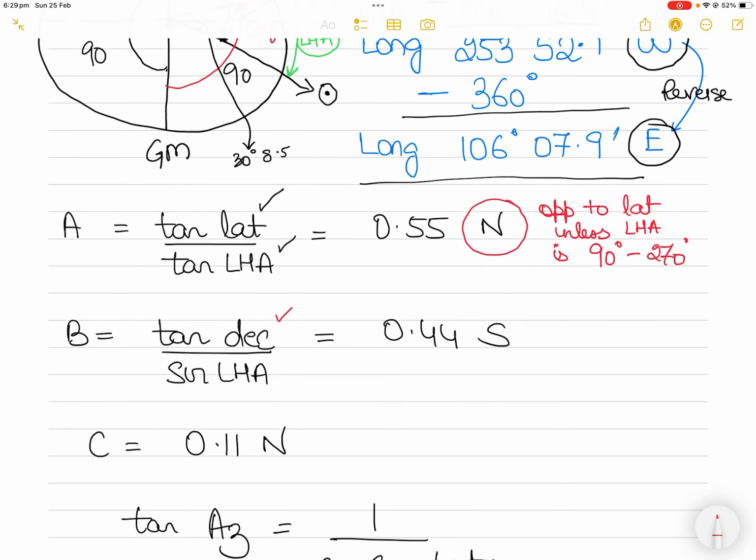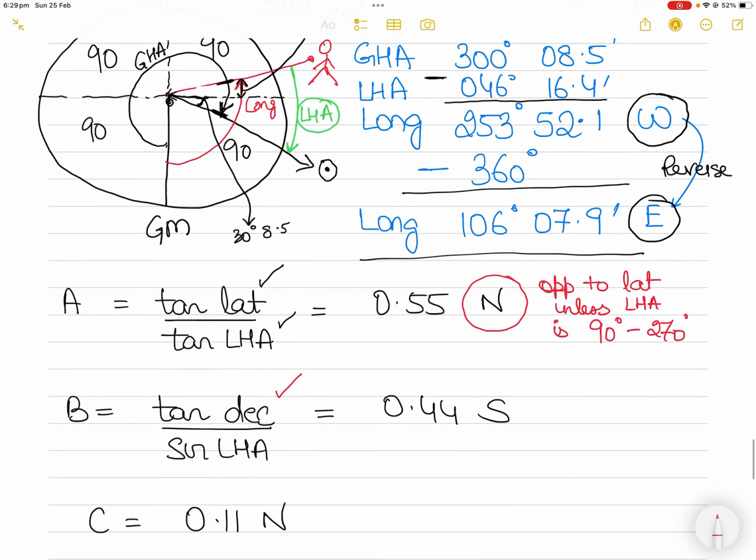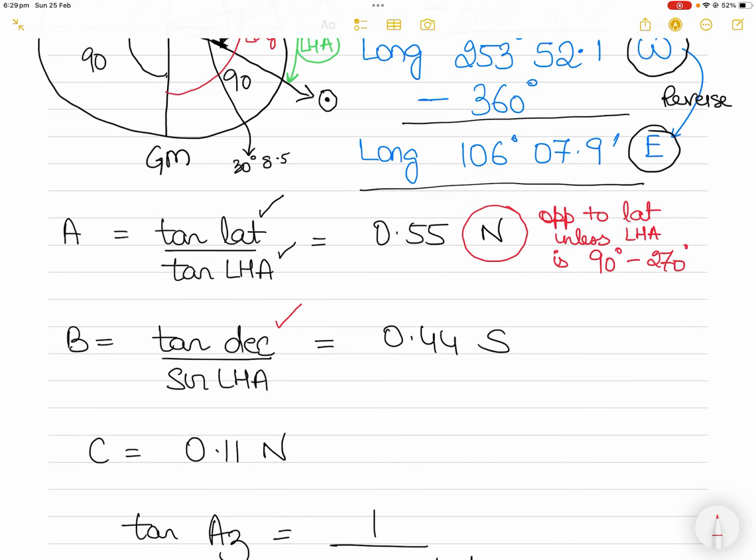B, tan declination divided by sine of LHA. So put the value of LHA as 46 degrees 16.4 in both A and B. You know the declination value already. You will get 0.44. Ignore negative sign if you get any. And you will name it south because it is named same as declination.